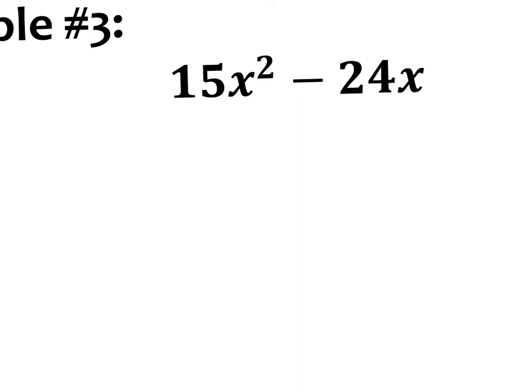So 3 is going to be my common coefficient factor, and then x squared and x, there's an x there, so I'm also going to include that as my greatest common factor. Divide both by 3x. 15x squared divided by 3x. 15 divided by 3 is 5, x squared divided by x is x. And then negative 24x divided by 3x. Negative 24 divided by 3 is minus 8. Okay.